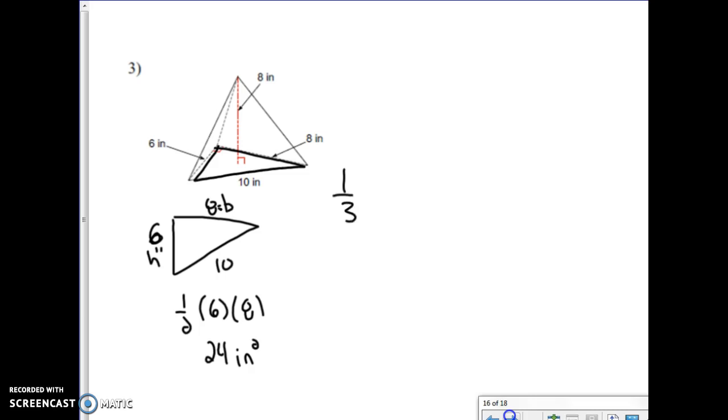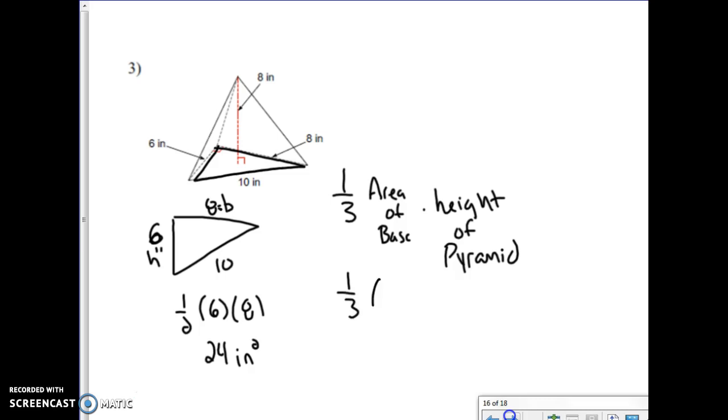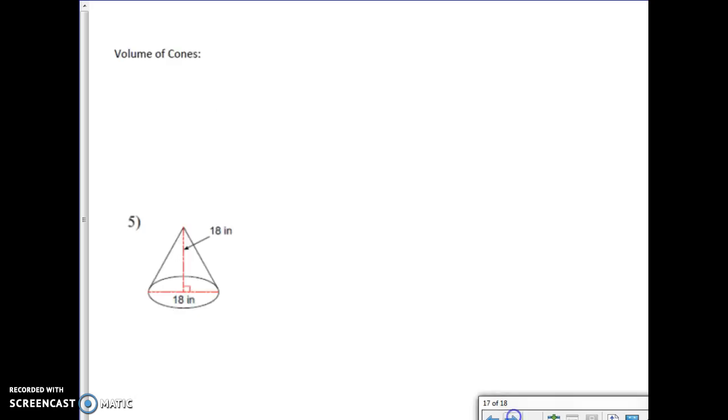Because remember, it's 1/3 the area of base times the height of the pyramid. So it's going to be 1/3 of 24 times 8. If I multiply that out, I get my volume to be 64 inches cubed. So you guys are going to try number 4. We'll go over the answers in a little bit. Let's go over question 5.